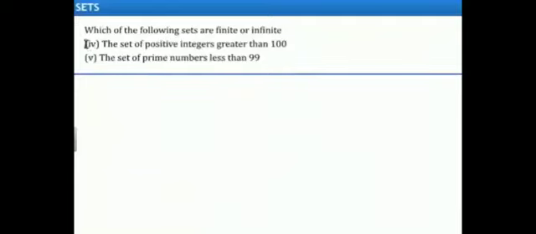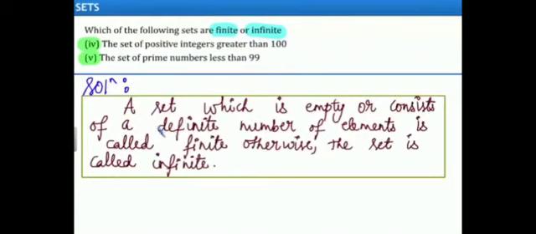I recall the definition of the finite and infinite set, again please write down in your notebook. As types of set, first type is an empty set, null set, and second type is finite or infinite set. A set which is empty or consisting of a definite number of elements is called a finite set, otherwise the set is called infinite.